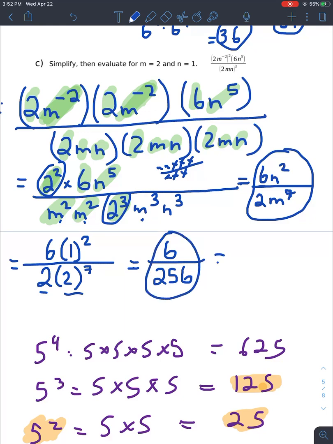Some people might want to reduce that to 3 over 128, because they could each divide a 2 out of them. Either way, these are both good answers. You might even have a decimal as your answer, which would be totally fine. It doesn't say whether it needs to be a decimal or a fraction.